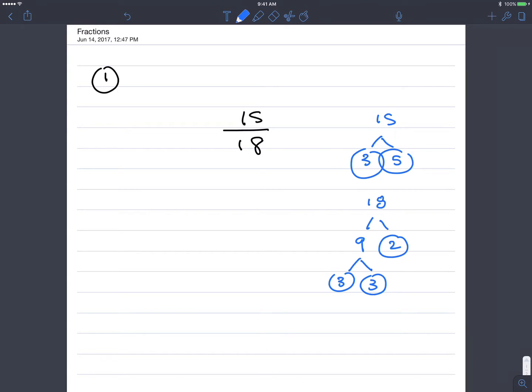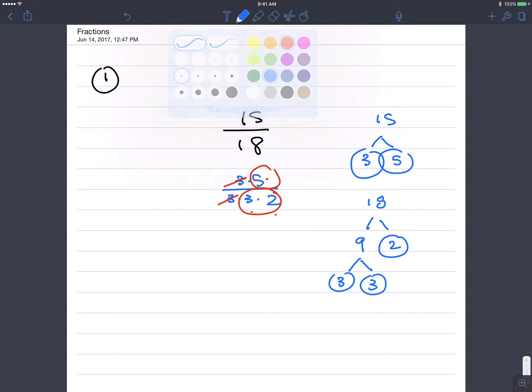So here is breaking 15 and 18 down. We're going to replace 15 with 3 times 5. We replace 18 with 3 times 3 times 2. And so now we're going to use the cancellation property. By the cancellation property, I can get rid of a 3 and a 3. I can't get rid of a 5 because there is no 5 at the bottom. So this means we're done.